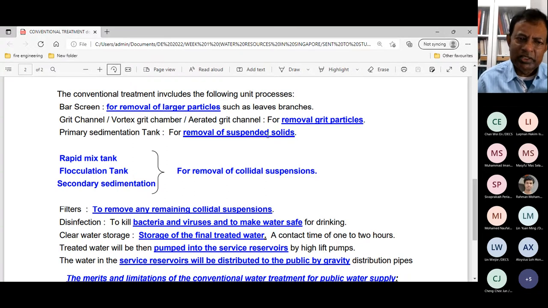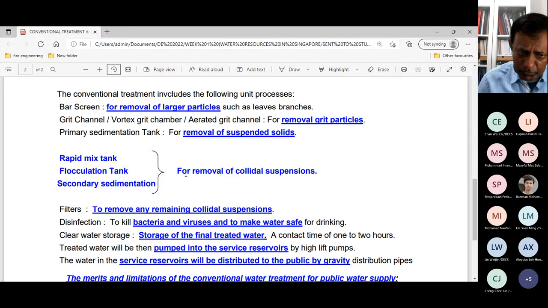Okay, the suspended solids can be removed by sedimentation. You need to put it into a large sedimentation tank and leave it for about 2 to 3 hours. You will find all the suspended solids will be settled down. Although it takes about 2 or 3 hours, there is no difficulty in removing suspended solids. But the problem comes in for the colloidal particles.